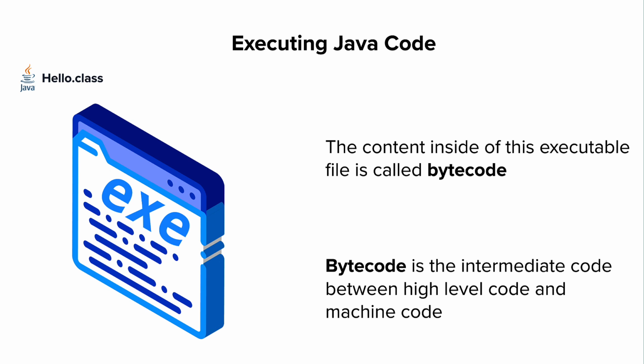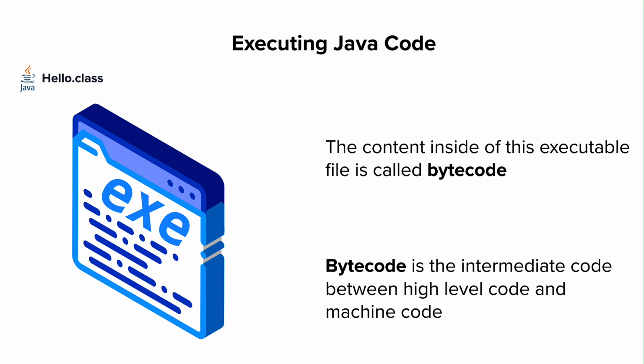The content inside of this file is called bytecode. Bytecode is sort of an intermediate code between the source code and machine code. So when it comes to Java, it is the bytecode that lives inside of the executable file that gets processed by a virtual machine like the Java virtual machine.